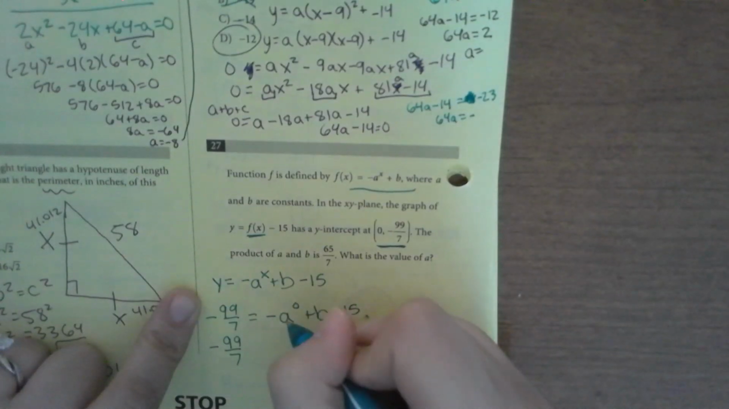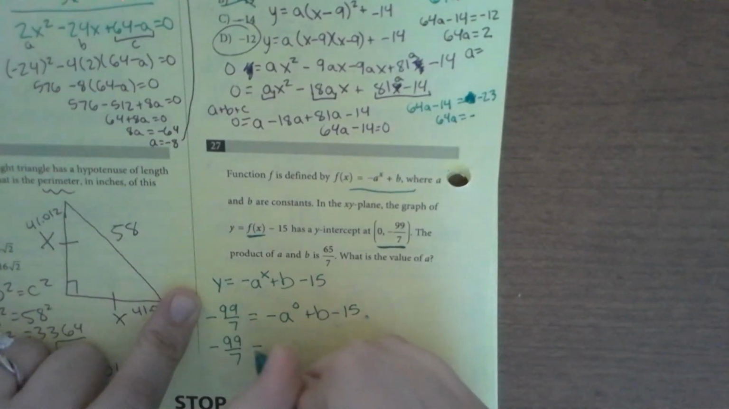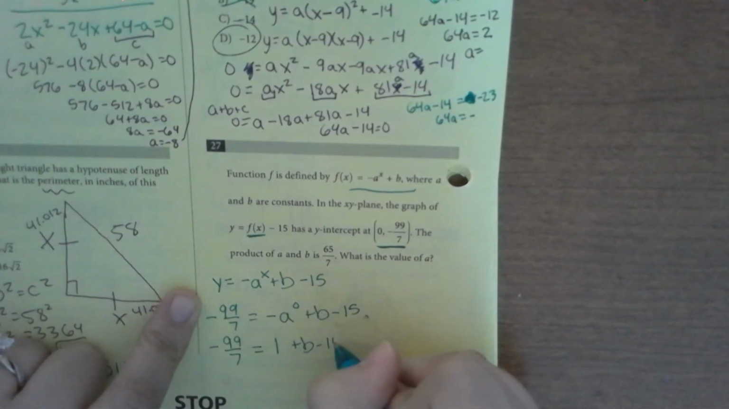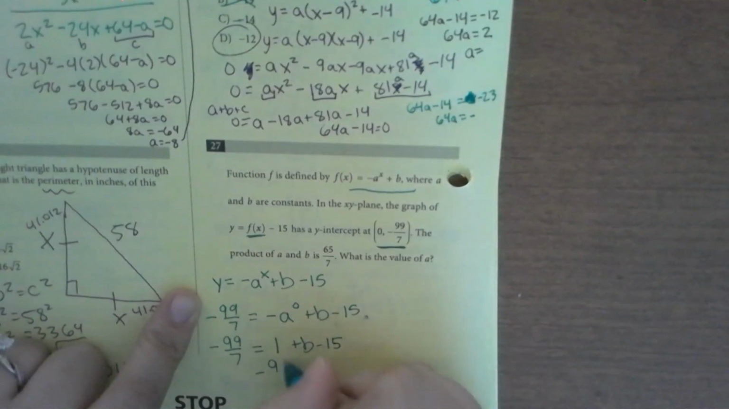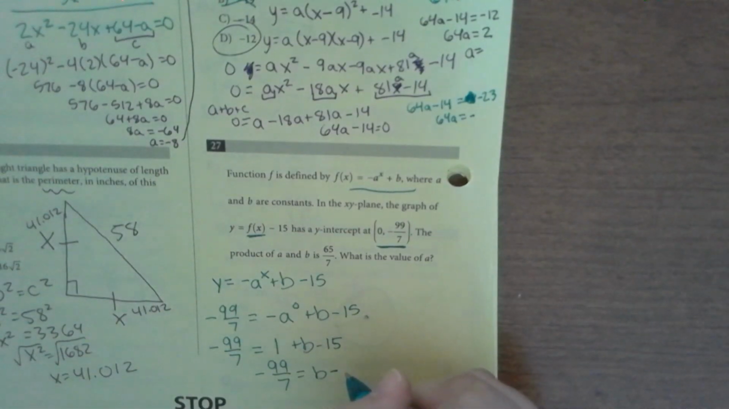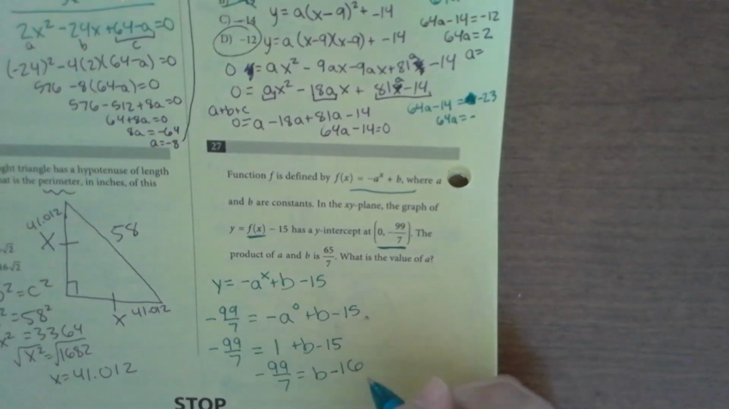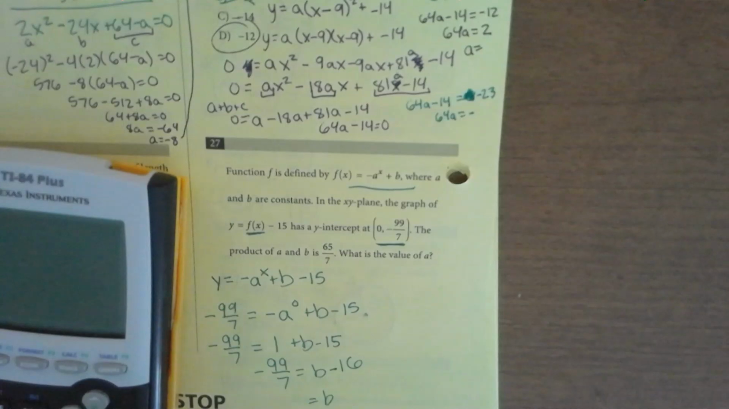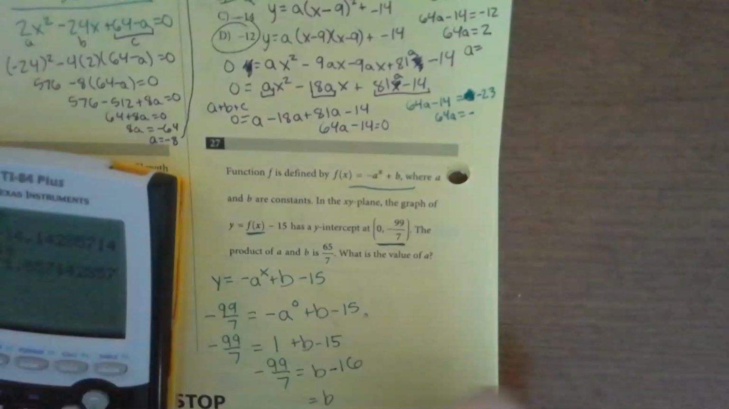Anything raised to the 0 is always 1. It doesn't matter what it is. Anything raised to the 0 is 1. So that's 16. I'm going to add 16 to both sides, and that's going to give me my b value. Negative 99 over 7 plus 16.